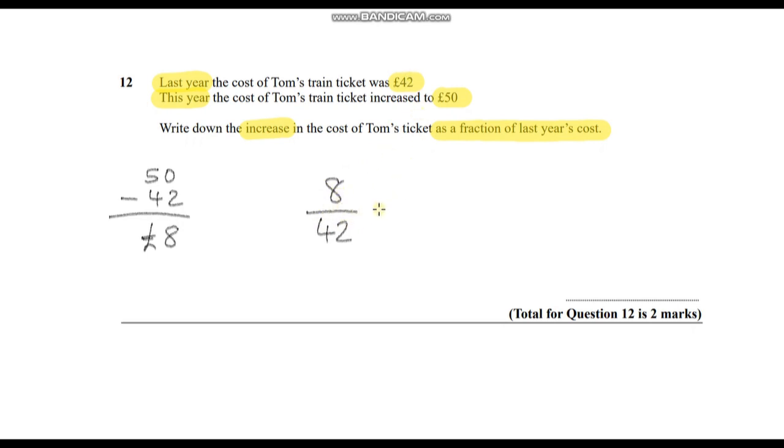Now it doesn't say to simplify, but we can simplify this. I can see we can half both numbers, so that is 4 out of 21. Yeah, half of 8 is 4, half of 42 is 21. So our answer is 4 out of 21.